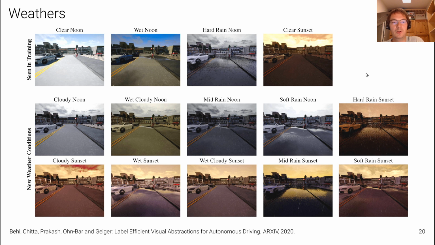The weather situation also changes between the training and the test conditions. You can see the 4 training conditions that are observed during training here at the top, and the remaining 10 test conditions here at the bottom. So these are observed in town 2, and the training weathers are observed in town 1. As you can see, some of these weather conditions are actually quite challenging, such as rain and sunset simultaneously.